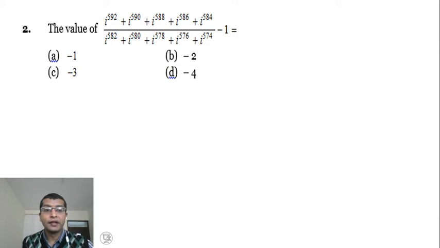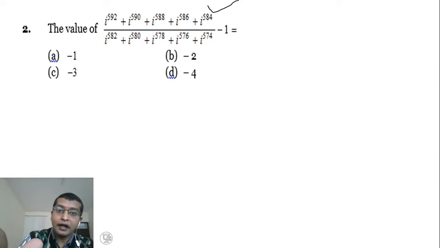Now we'll move to the second example. The value of i raised to 592 plus i raised to 590, and so on, the whole expression minus 1, equal to, we have to find a solution for this. Looking at this example, it looks very complicated, but the solution technique is very simple. Here in this expression, the least i value is i raised to 584.